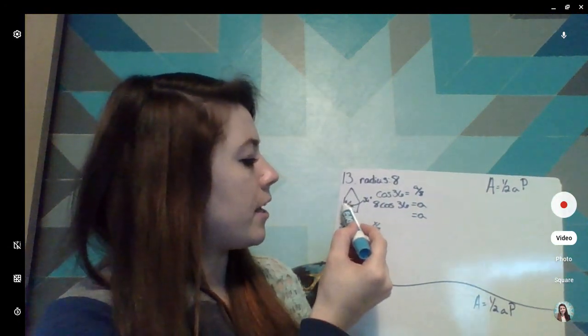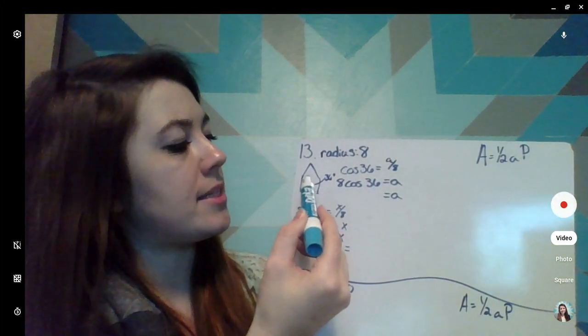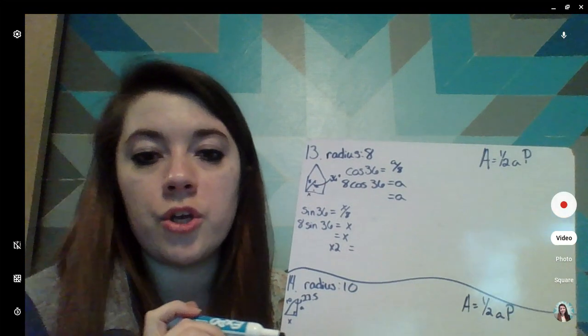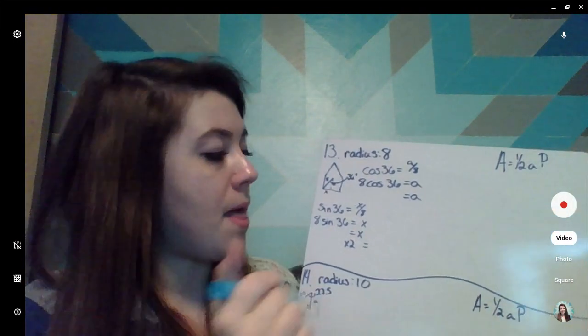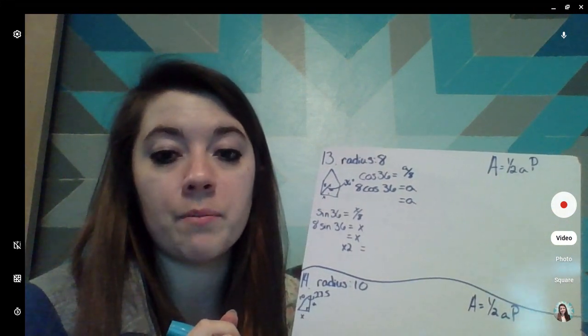So here was our figure. I know it's a little hard to see because it's really, really tiny, but there's our radius is 8. The apothem is from the center to the side of the figure in a perpendicular way. And then we have to solve for the side of our pentagon so we can find the perimeter.